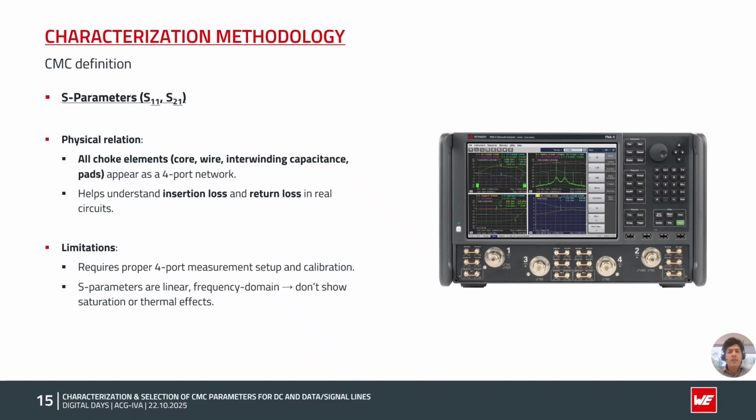And finally, let's review the S parameters, in this case S11 and S21, also called return loss and insertion loss. Physically, all the choke elements, the core, the wire, the interwinding capacitance, and even the pads, can be represented as a 4-port network. This approach helps us understand both the insertion loss and the return loss when the choke is integrated into a real circuit. There are, however, some limitations. Measuring S parameters requires a proper 4-port setup with full calibration to ensure accuracy. And it's important to remember that S parameters are linear frequency domain measurements. They don't capture saturation effects or thermal behavior.